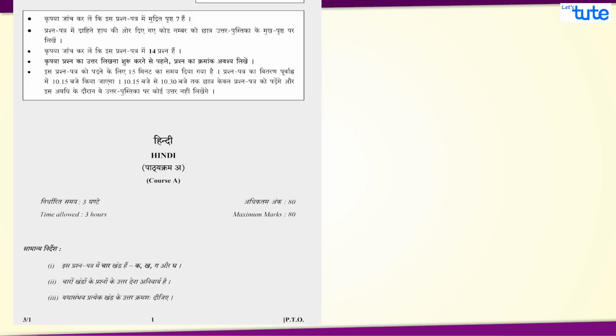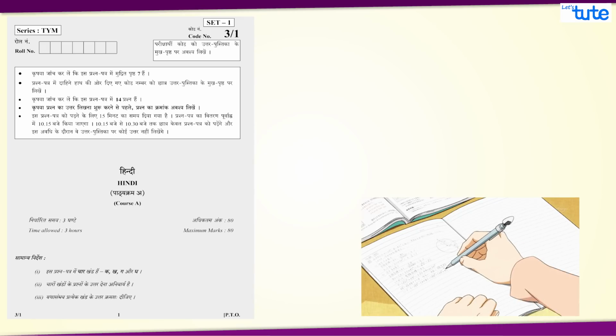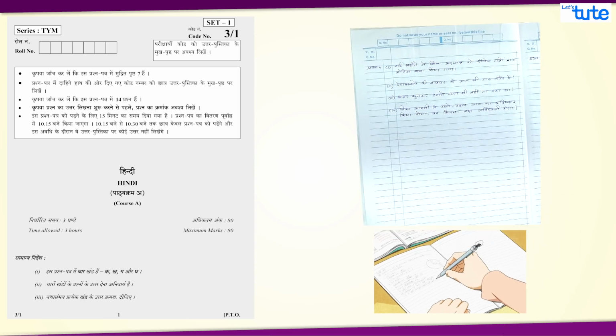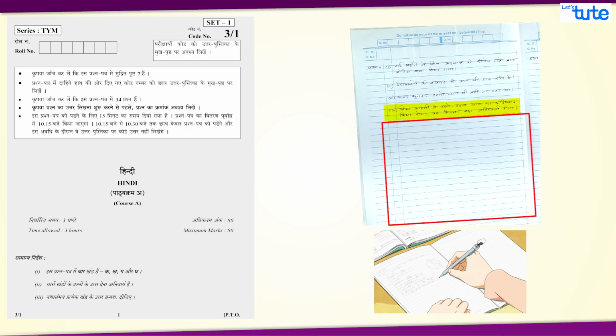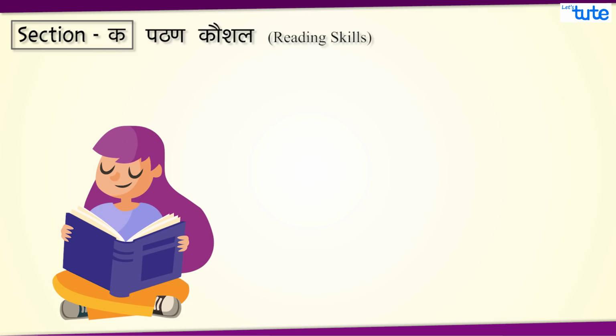Now, the paper is of 80 marks and there are 4 sections: K, Kh, G and Gh. An important thing to keep in mind while writing the paper is to try to solve it section-wise, as it is easy for teachers to check the paper. If you want to write the answer of a particular question later, then you may leave some space for that answer and write it later. Don't mix the sections.